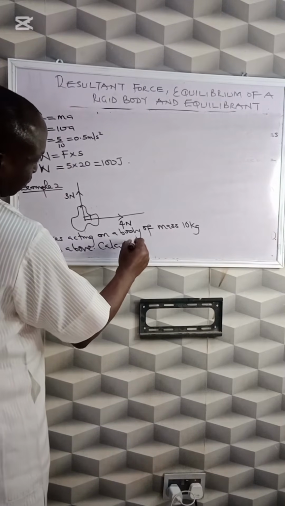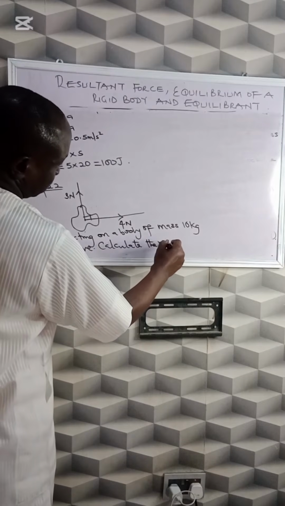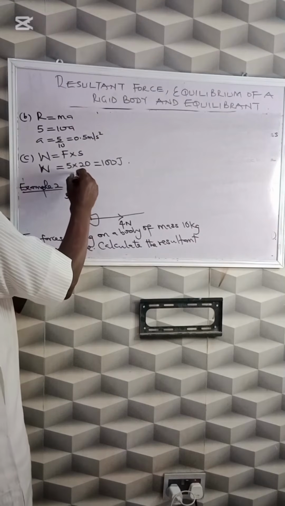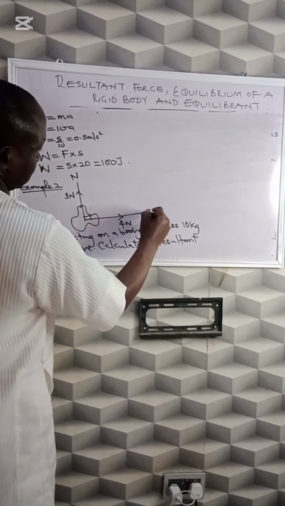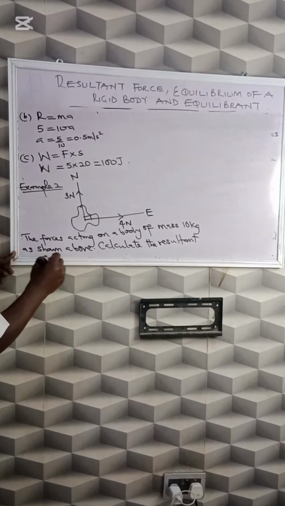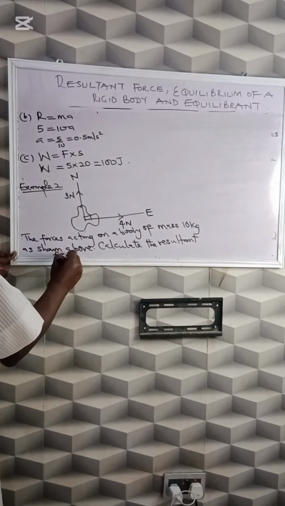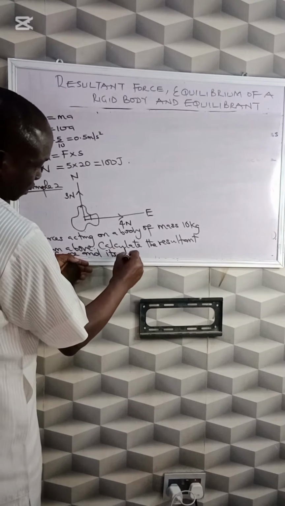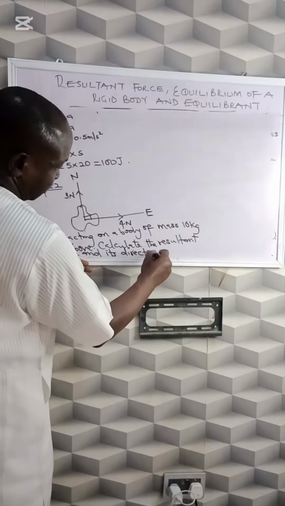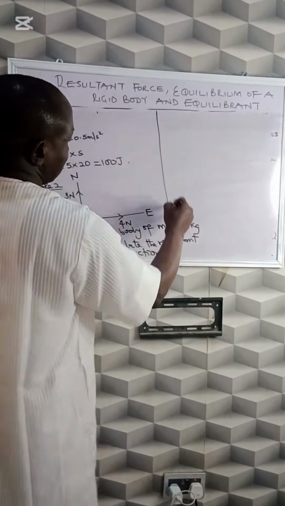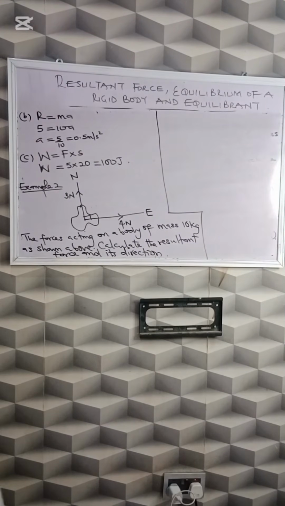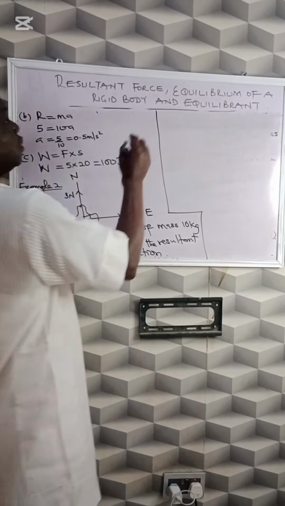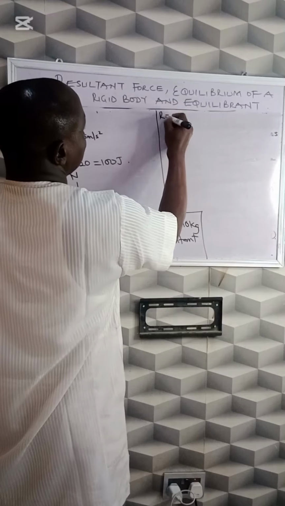Calculate the resultant force. We call it north here. We call it east. Calculate the resultant force and its direction. That is example 2. So the angle is 90 degrees. You can see it clearly on the board. We are going to use Pythagoras theorem to find the resultant.